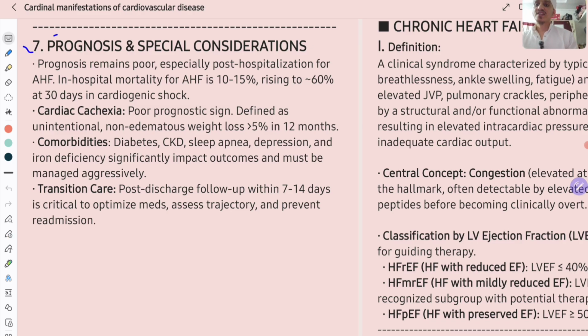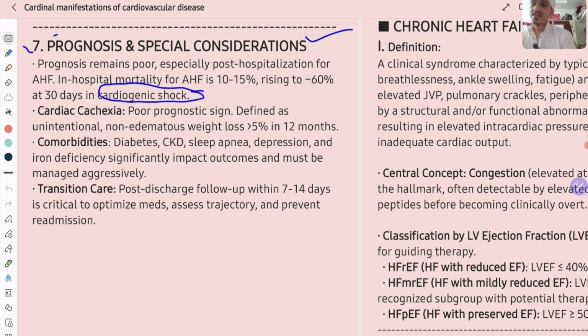Prognosis and special considerations. Prognosis remains poor, especially post-hospitalization for acute heart failure. In-hospital mortality for acute heart failure is 10 to 15%, rising to approximately 60% at 30 days in cardiogenic shock. Cardiogenic shock is a very bad thing. A heart failure patient coming with low BP is not a good thing. It is most critical. Okay.